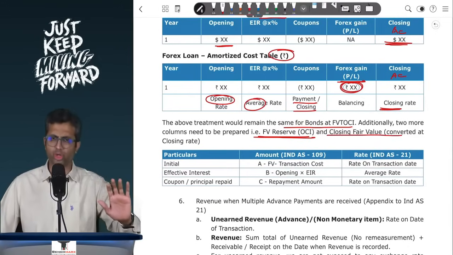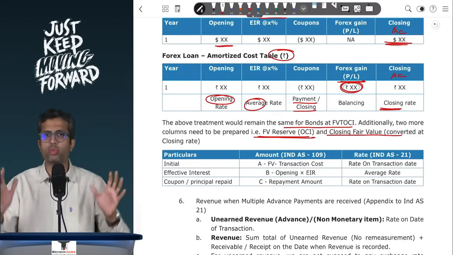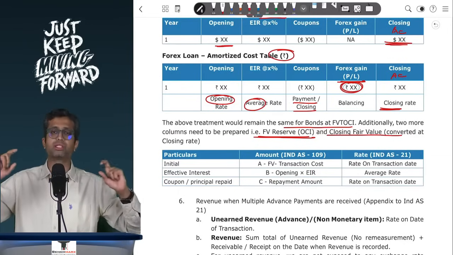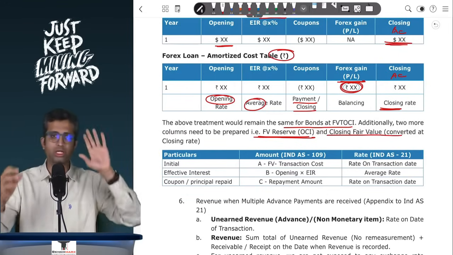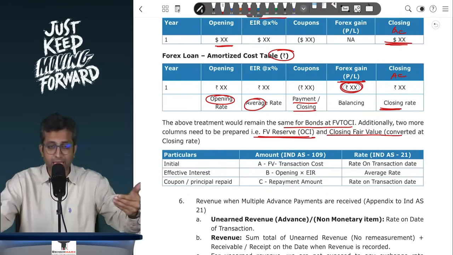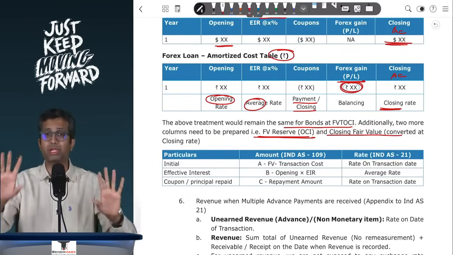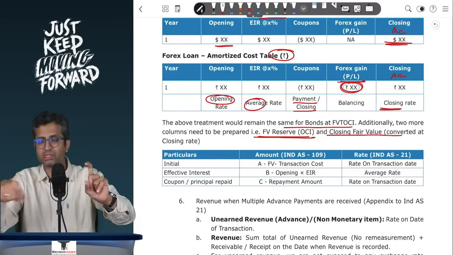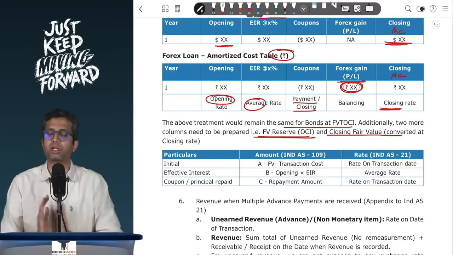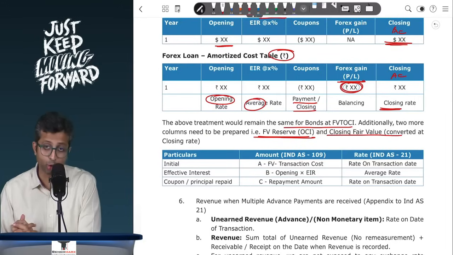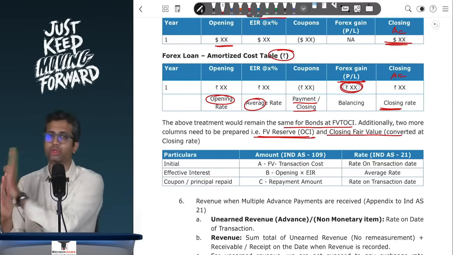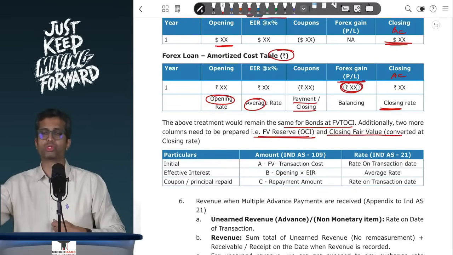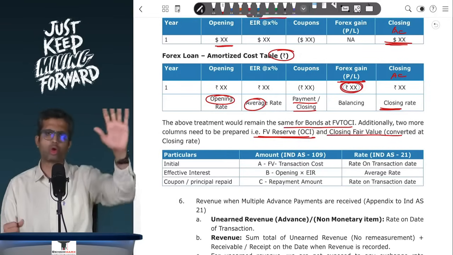So long story short, if you were to sum up what we have discussed, and we'll do sums on this before we go to the next section: if there is a loan given or taken which is recorded either at amortized cost or FVOCI, then you will first prepare the amortization table in dollars. Then every item you will convert into rupees at the appropriate rate. And then if there's a balancing figure, that balancing figure is attributable to the foreign exchange gain or loss. Now this is up to amortized cost. If there's also FVOCI, then you'll have another two columns for a fair value reserve as well as the closing fair value, and the balancing figure over here will be recorded as per Ind AS 109.